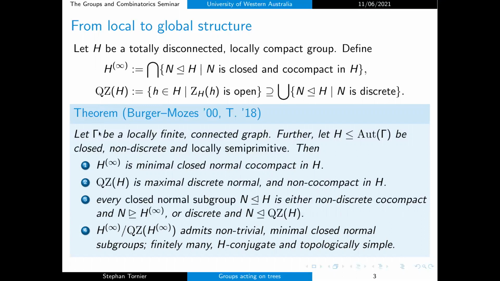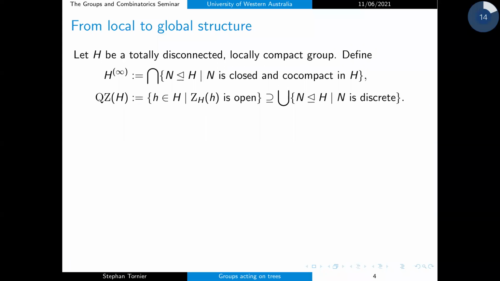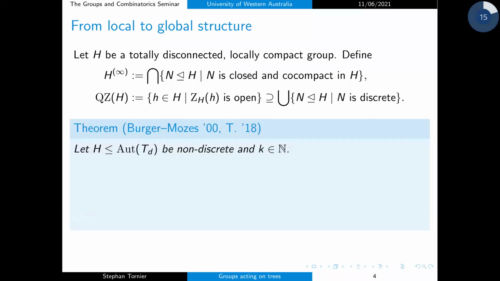But really focus on the philosophy of this statement. You have this local assumption of being locally semi-primitive, and then you have this global normal subgroup structure. And this was first proved by Burger-Mozes about 20 years ago in the case where the local action was quasi-primitive. But then at some point during my PhD, you guys started talking about semi-primitivity a lot, and I had a look at that, and it actually works for that as well. So that's that.